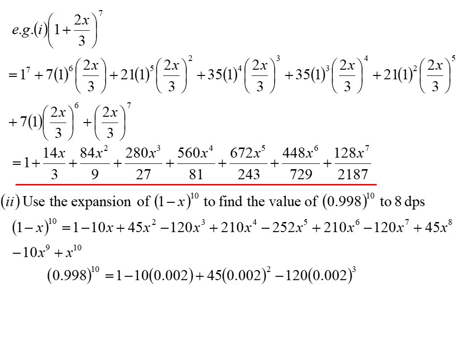But because I only want it to 8 decimal places, I only need to go up to cubed, because the power of 4 to 8 decimal places, well, that's going to be 0. And so all those other terms are 0 to 8 decimal places, and I've only got to work that out, and I didn't need my calculator. There it is, 0.980179904. So remember that trick whenever you're out and about and you need to work out something like 0.998 to the power of 10. There you go, maths in the real world.